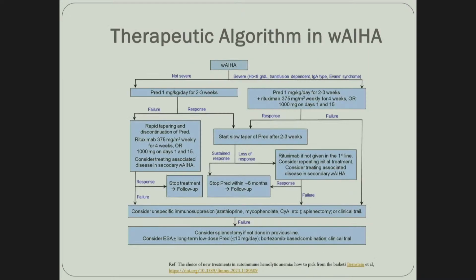Therapeutic algorithm in a warm type of autoimmune hemolytic anemia. They start with steroids initially. If there is a response, they have to be tapered off, and once complete response is there, they have to be stopped for follow-up. If it is severe or if there are any relapses or failure, prednisolone along with rituximab is added, because prednisolone takes time to show its effect on warm type of autoimmune hemolytic anemia antibodies. So prednisolone will be taken care of in the beginning, followed by rituximab. If there is any failure in such cases, we can add immunosuppressants. In resistant cases, we can also suggest a splenectomy.